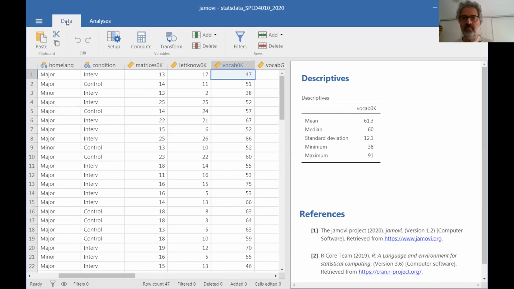Indeed, if you go back to Jamovi and count how many of the vocabulary in kindergarten values are higher than 47, you will see that there are 42 of them. 42 out of 47 children in the sample is about 89%, which is exactly what we expected based on looking at the percentile from the normal distribution.